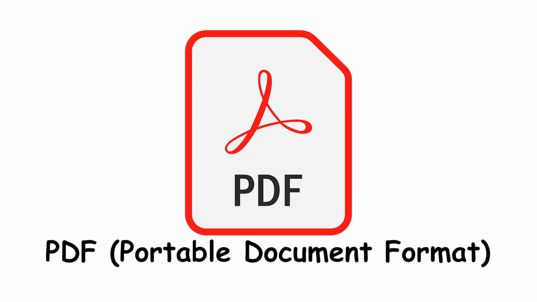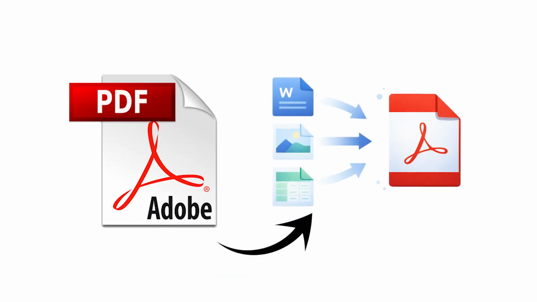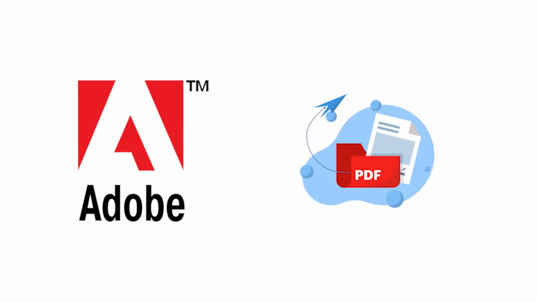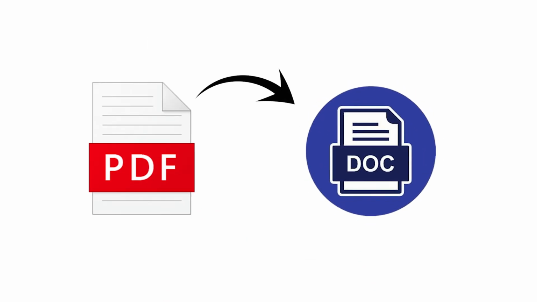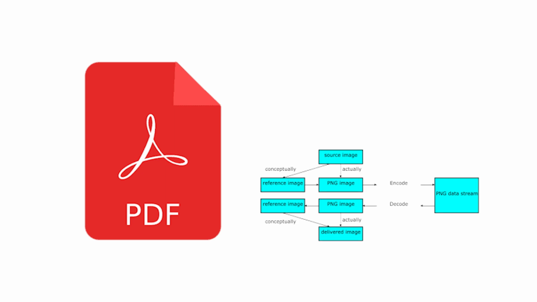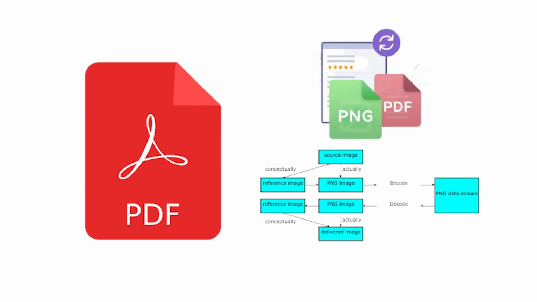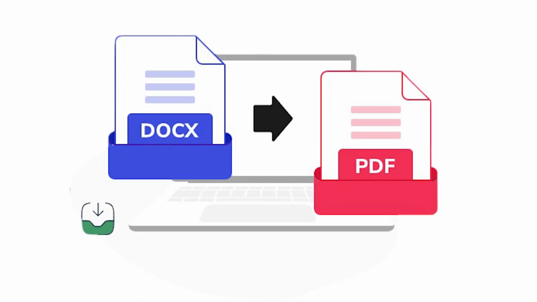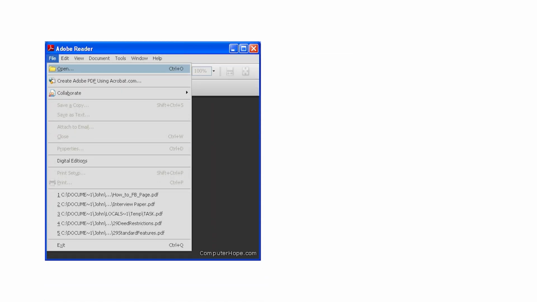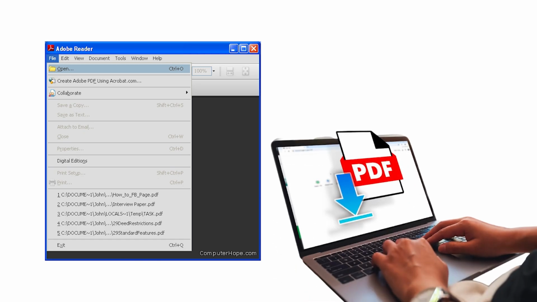PDF, portable document format. PDF was built to solve one specific problem. The document looks the same everywhere on every device, no matter what. Adobe created PDF in 1993 to replace the chaos of printing to paper as the only reliable way to share a formatted document. A PDF encodes the exact position of every character, every image, every line on the page. There's no reflow, no font substitution, no layout shifting. Open it on a phone, a laptop, or a printer, it's identical.